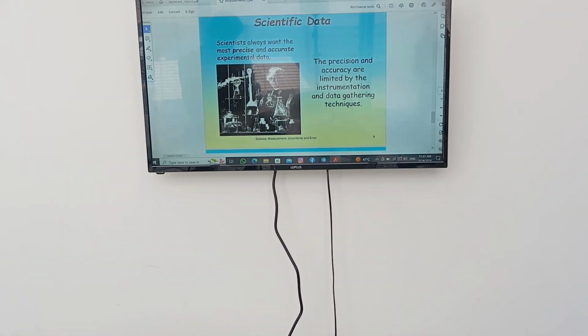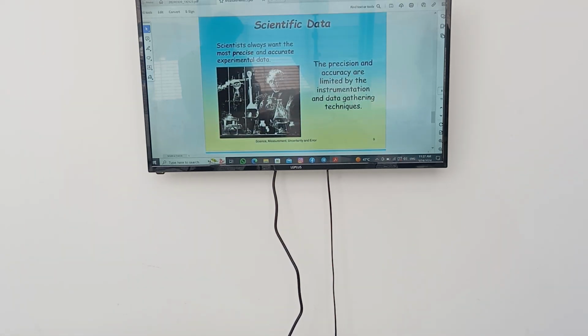And there are a lot of experiments, especially when we do them in underdeveloped labs, that don't give us accurate and precise results because we are limited by the instruments. The more developed, the newer, the more maintained instruments and equipment we have, the more accurate and precise results that we'll see.